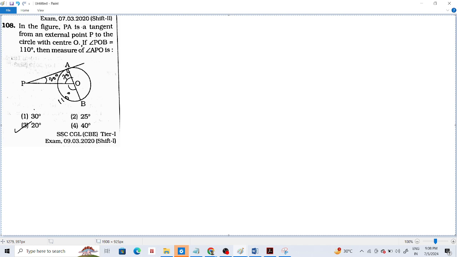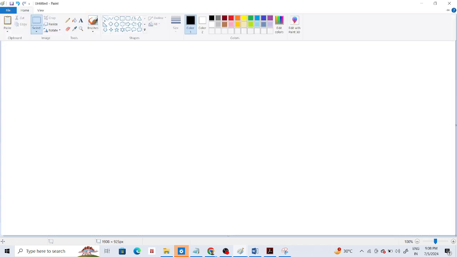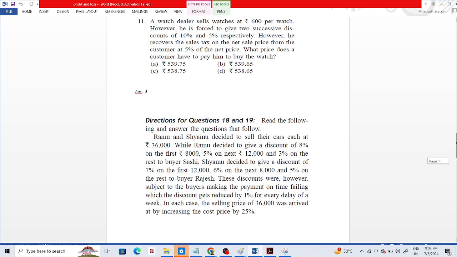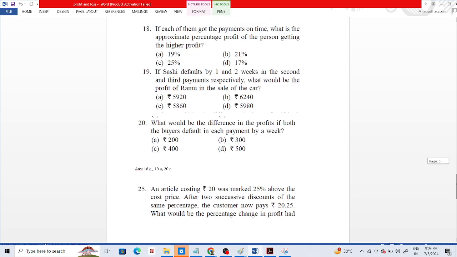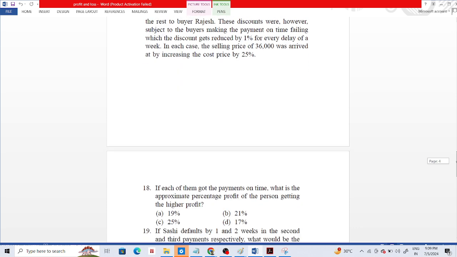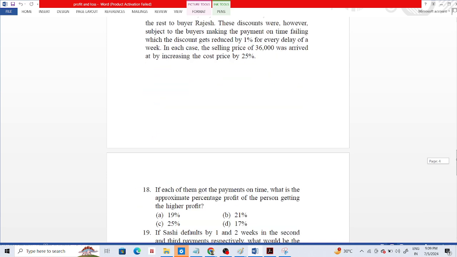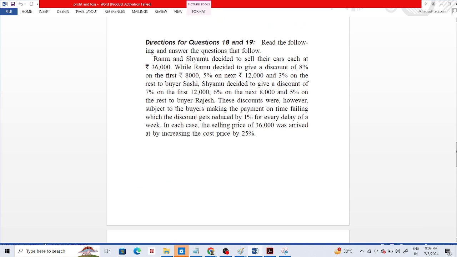The answer to 18 is... The answer of 19 is A, 20 is C. See, this particular sum is actually very easy. Okay? Anybody able to solve?